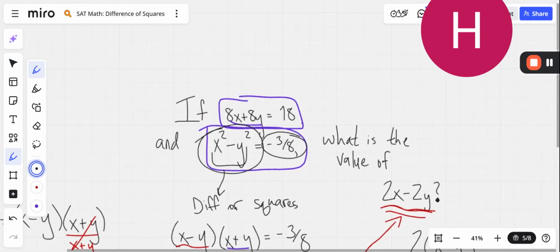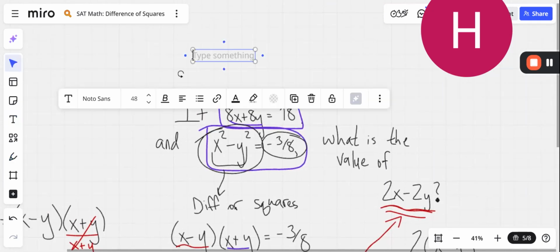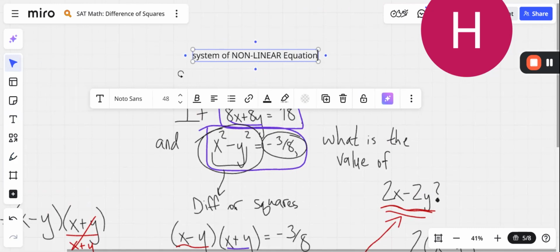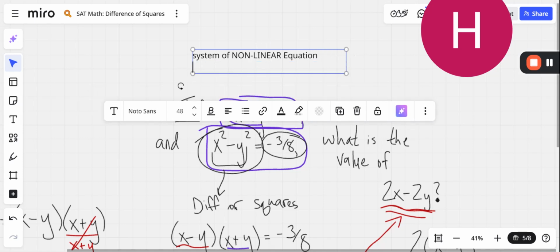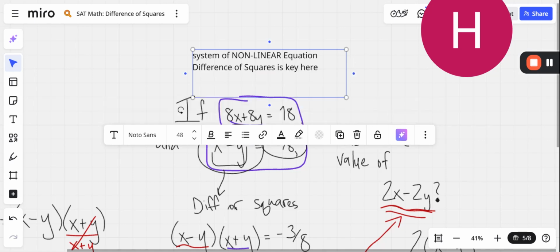But in either event, you want to create a system of equations. This is a system of nonlinear equations. You're not expected to know how to solve a bunch of different types of nonlinear systems. When you see squared minus squared, difference of squares is what's going to be the key here. And whenever you see nonlinear equations, likely with difference of squares or an exponential function, you're going to want to divide to simplify the equation.